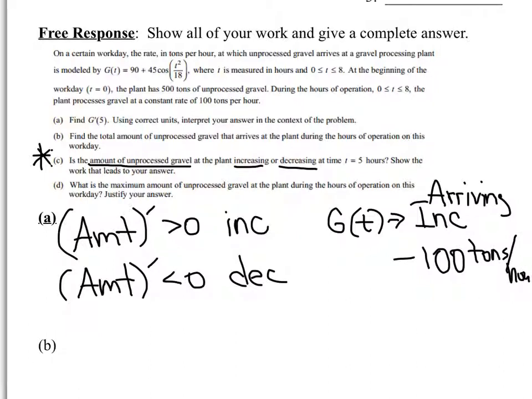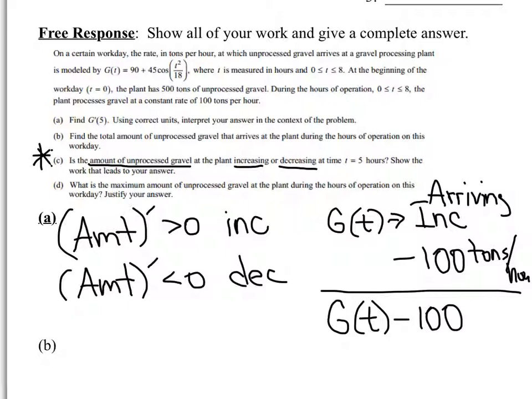So the total rate of change then would be the rate of change of gravel arriving, take away the rate of change at which it's being processed. So this would be the rate of change for the amount of unprocessed gravel at the plant. So if I want to decide whether the amount is increasing or decreasing, I just need to look at the value of this rate of change at 5.